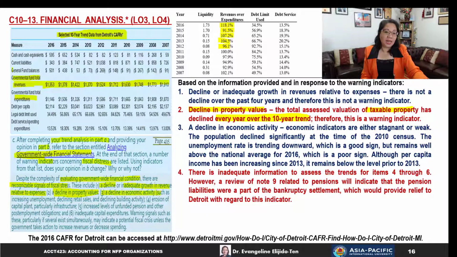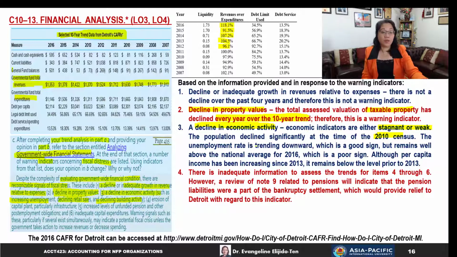A decline in economic activity such as increasing unemployment, declining retail sales, declining building activity. So obviously there is a decline in economic activity in the city of Detroit, as what I have indicated earlier. So the economic indicators are either stagnant or weak. It will take a long time or quite a while for them to really kick the economy upwards in the right direction. The population declined significantly at the time of the 2010 census.